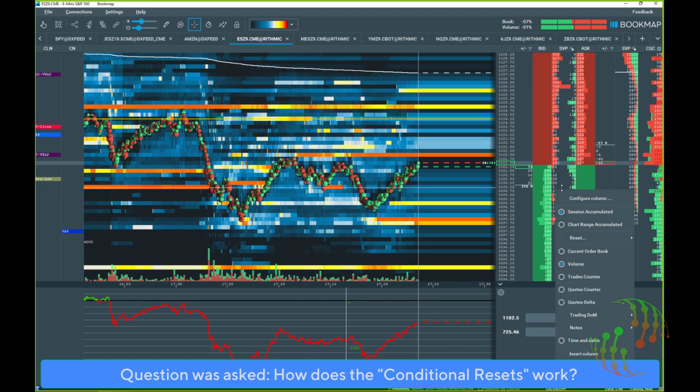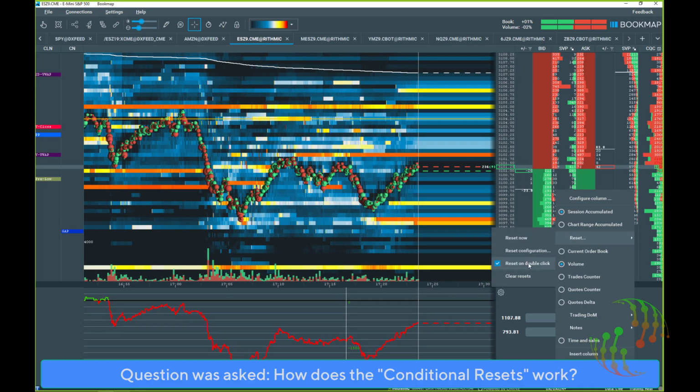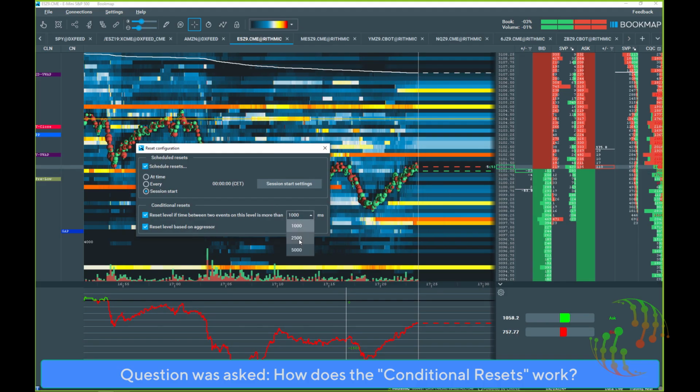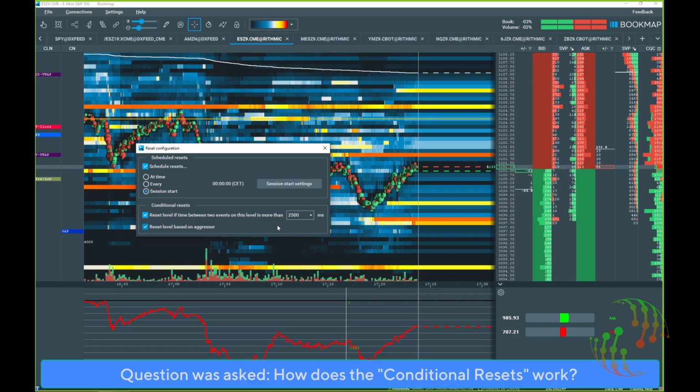and with very fast instruments, maybe even ES here, 1000 is okay. I'm not sure whether 2500 is okay. Maybe we should test this. So find your own time.